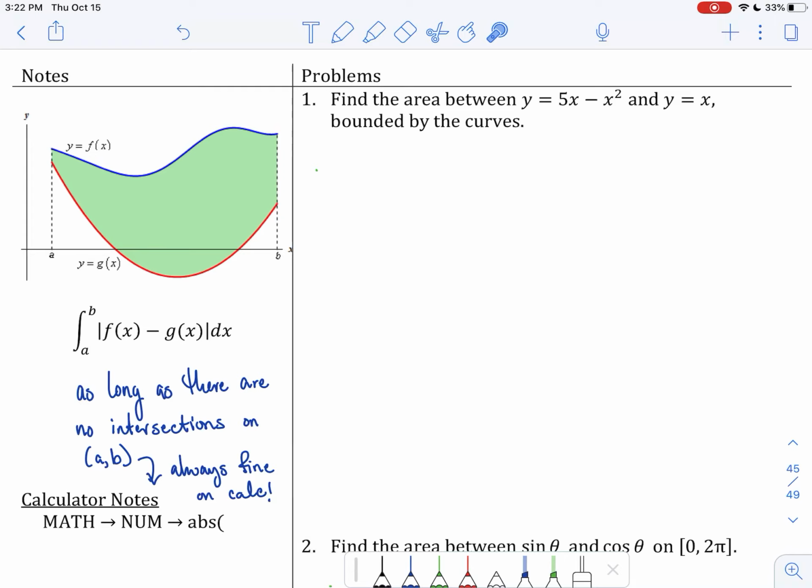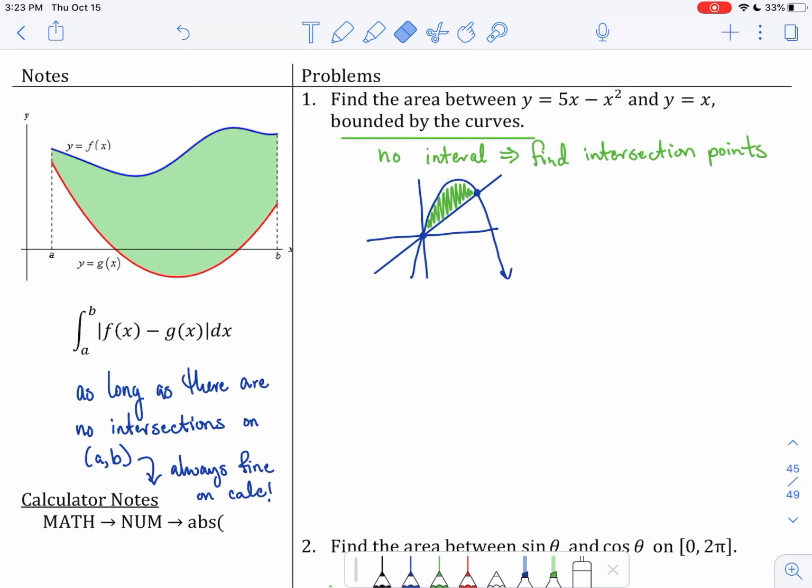So, for number 1, it says, find the area between y equals 5x minus x squared and y equals x squared, bounded by the curves. In this case, it doesn't give us a nice interval from a to b like we see in this picture. We're going to actually have to find it ourselves. And we're going to start by looking at the picture. And we have to find the intersection points.